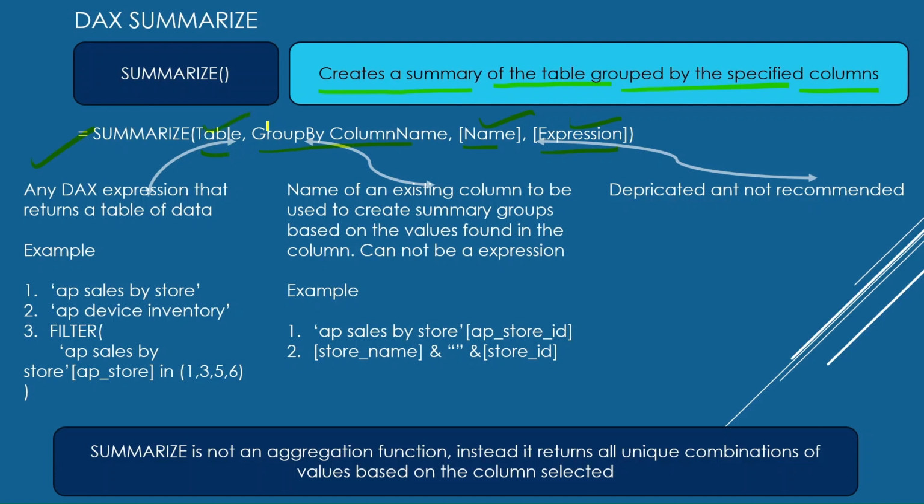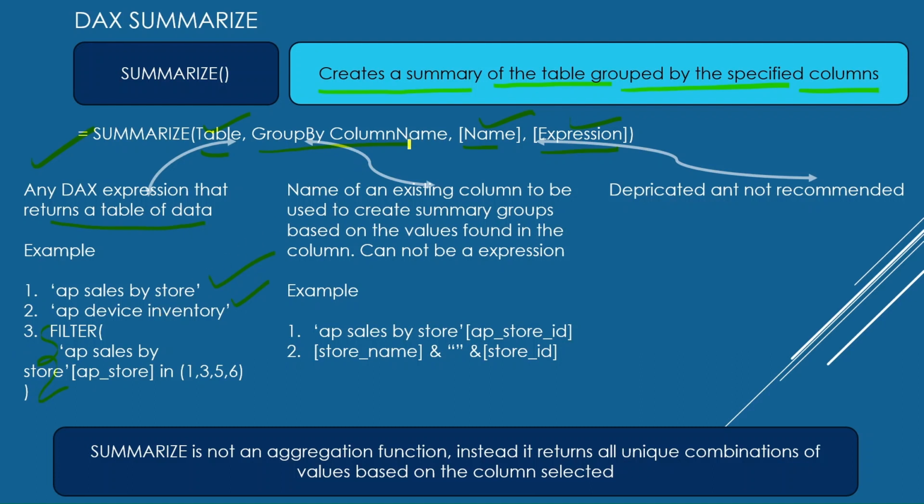This table parameter value could be a physical table or any DAX expression that returns a table. An example is AP sales by store, which is a physical table. AP device inventory is also a physical table, and this is an expression which returns a table.